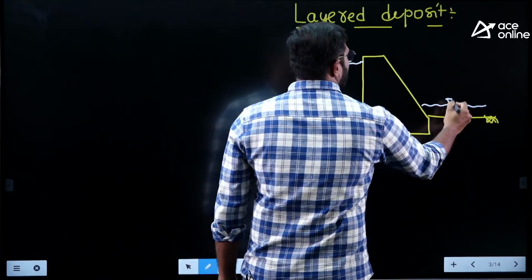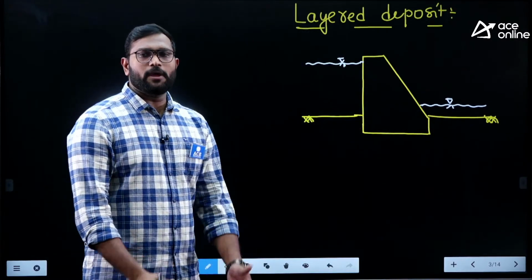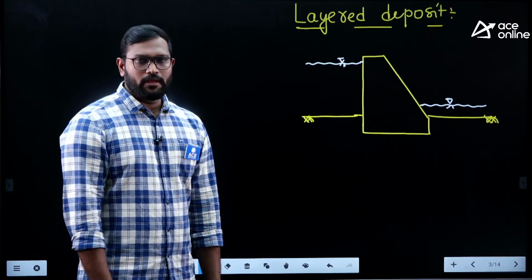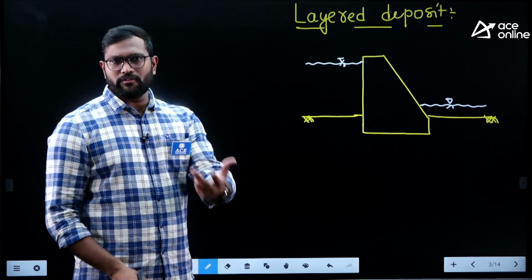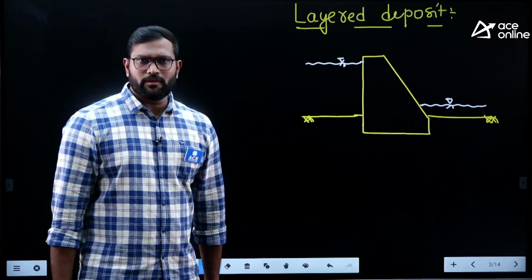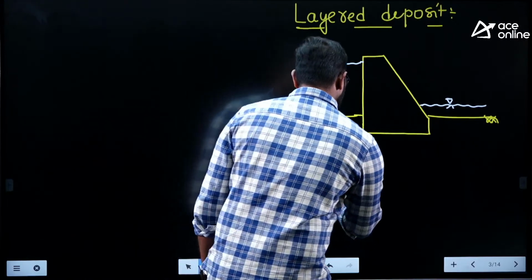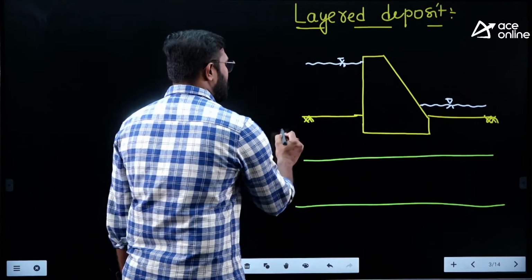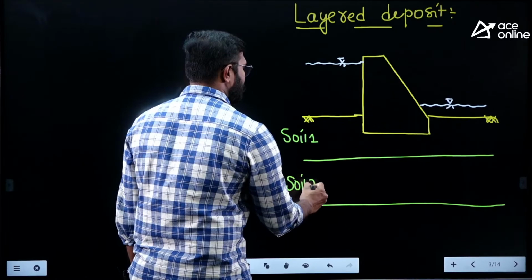Now, whatever the soil below the ground level, it need not be homogeneous or isotropic. In reality, it won't be. It will be a layered deposit. From ground level, the first 0.5 meter, the soil will be different, and later on the soil will be different. Let's say there are two layers of soil. Let me take this as soil 1 and this as soil 2.